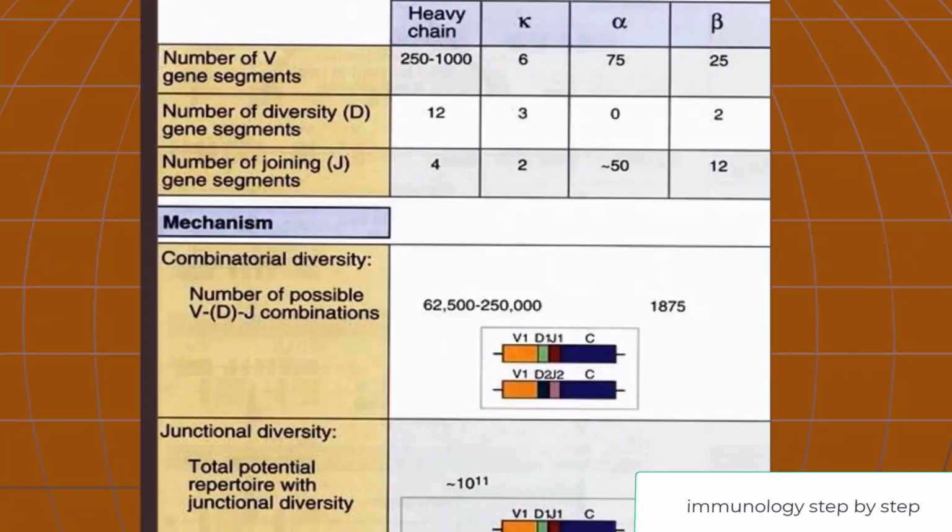Number of V gene segments, immunoglobulin and T cell receptor. Number of diversity D gene segments, number of joining J gene segments, mechanisms: combinatorial diversity, number of possible VDJ combinations, junctional diversity, total potential repertoire with junctional diversity.